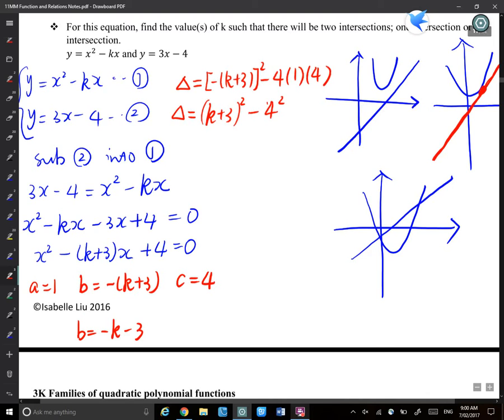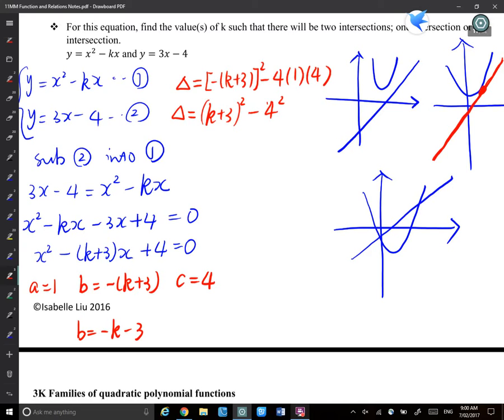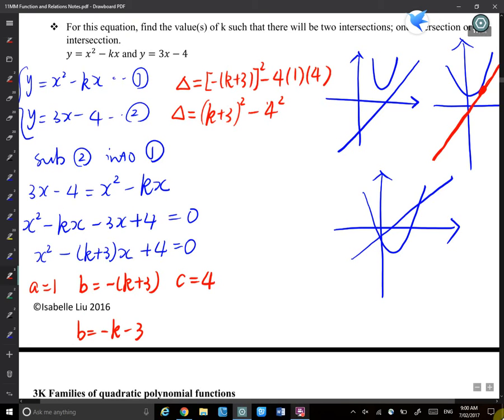Why do I write it in this form? Because I can use the difference of perfect squares formula. I can factorize that easily. So that will give me a plus 4 and a minus 4, a plus b and a minus b. The discriminant will be (k plus 7) times (k minus 1).